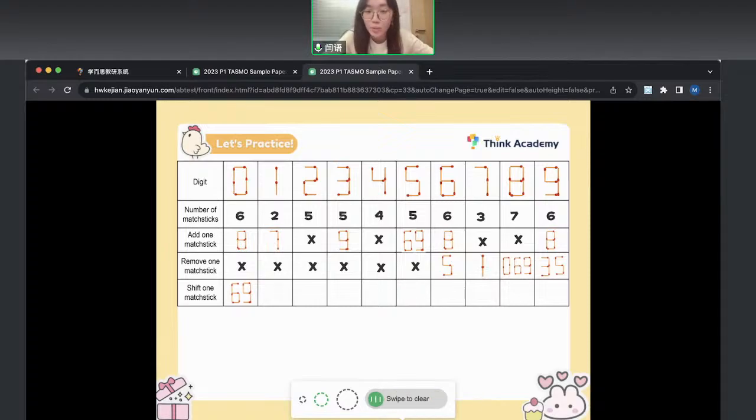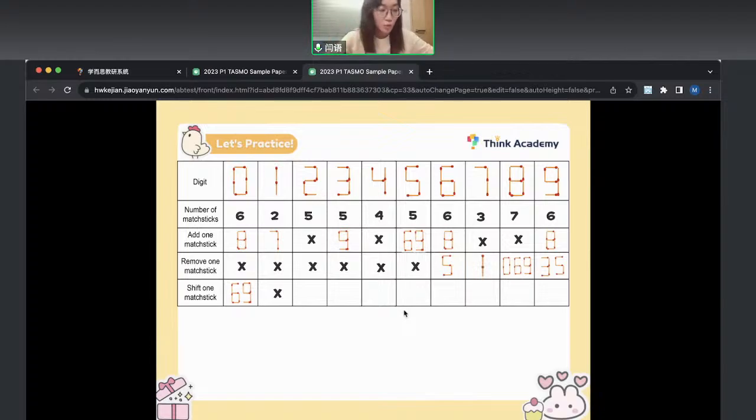What about digit 1? If I want to shift one matchstick, what new digit number can we get? Anything? Good job. Nothing. Okay, nothing, because we only need two matchsticks to form digit 1, right? So how can you move, right? Cannot. Okay, and next one, what about digit 2? Shift 1.